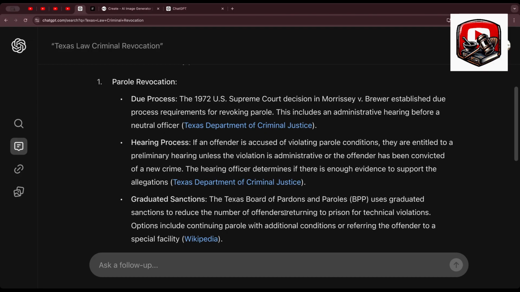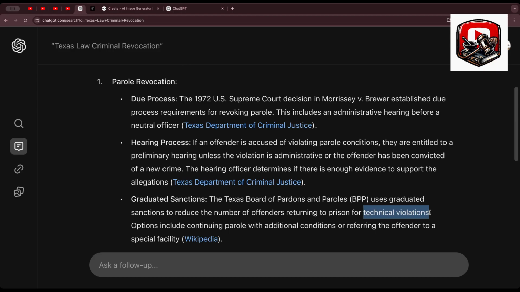Graduated sanctions. The Texas Board of Pardons and Paroles uses graduated sanctions to reduce the number of offenders returning to prison for technical violations. Now, a technical violation could be something as simple as a person failing to inform their probation officer that they received a minor infraction, a misdemeanor, within a certain period of time. Or it can be that they failed to obtain gainful employment or any of the other smaller conditions, not a new felony offense, but something small. They tested positive for alcohol. Because when a person's on probation, in my home jurisdiction, you can't use alcohol or illicit drugs.